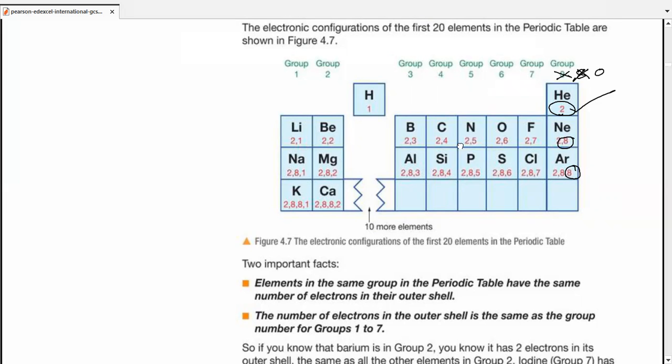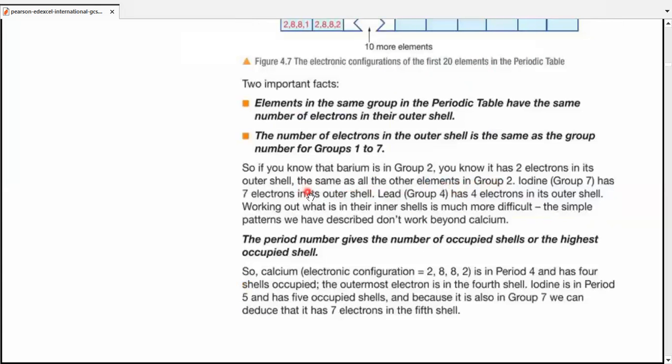And then the periods correspond to how many shells they have. Outer shell means the last shell, the one having the most energy. The period is how many shells in total. For example, calcium has the electronic configuration of 2, 8, 8, 2. Then this is the first shell, second, third, fourth. This means it has 4 shells, or it's in period 4. And the last number is 2, which represents that it's present in group 2. That's how we work it out.